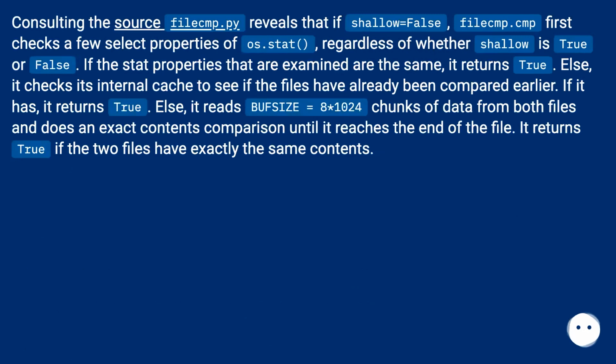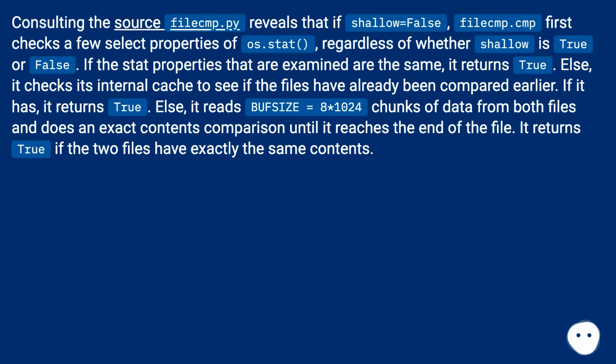Consulting the source filecmp.py reveals that if shallow=False, filecmp.cmp first checks a few select properties of os.stat, regardless of whether shallow is True or False. If the stat properties that are examined are the same, it returns True. Else, it checks its internal cache to see if the files have already been compared earlier. If it has, it returns True.